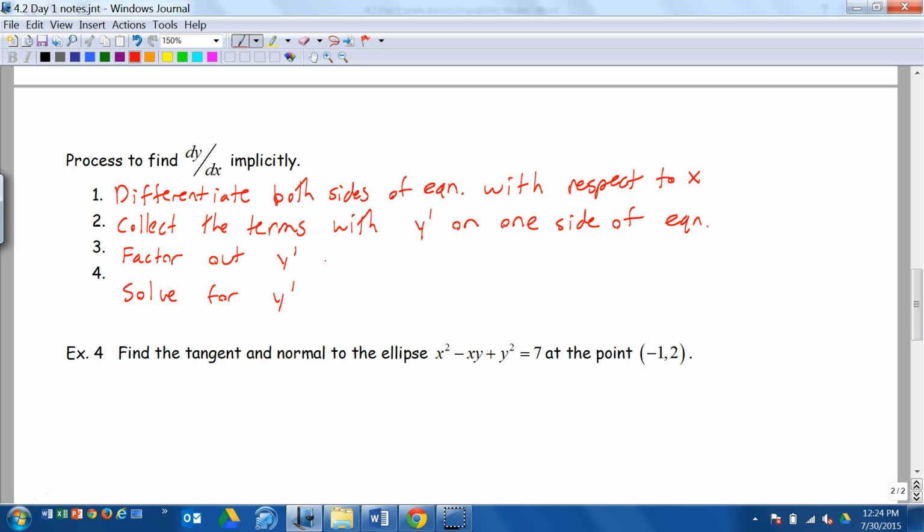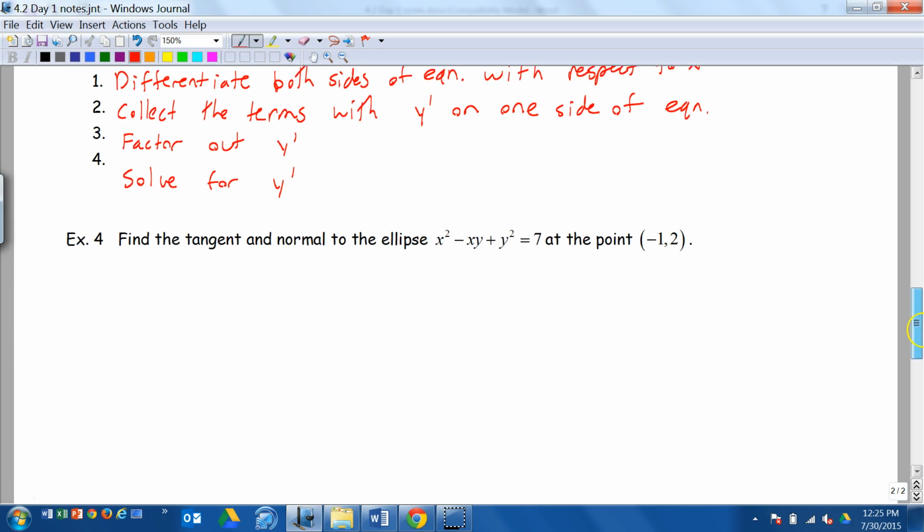Okay, so let's see what happens here. Let's do a more difficult problem. We have: find the tangent and normal lines to the ellipse x squared minus xy plus y squared equals 7. You guys should recognize that this is actually a rotated ellipse because of the xy term. Remember when we did those rotations? Everyone loved those.